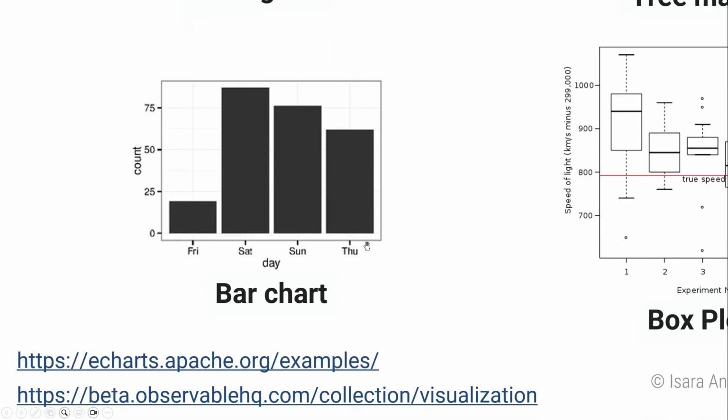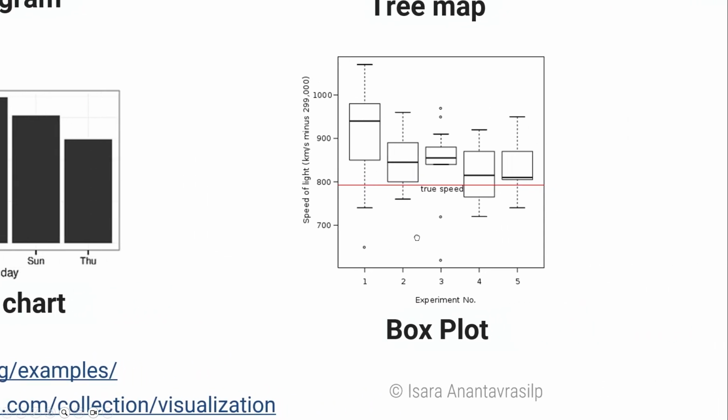Next, we have bar chart. All right, I don't think I have to explain bar chart. It is a chart that uses rectangular bars of varying lengths to display and compare categorical data. And now we have box plot, also known as box and whisker plot.